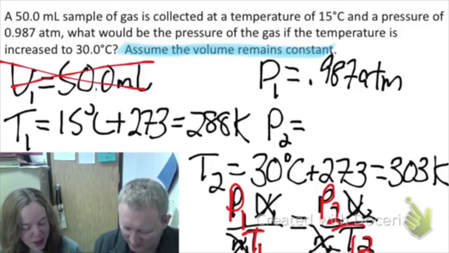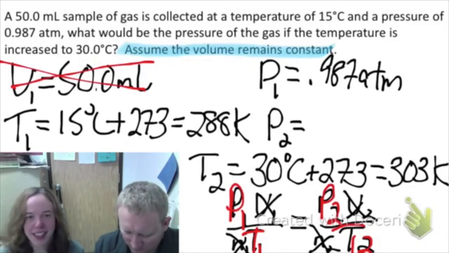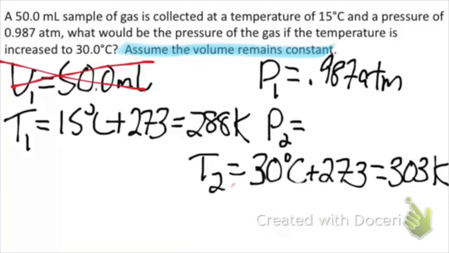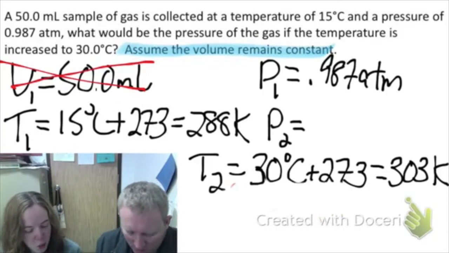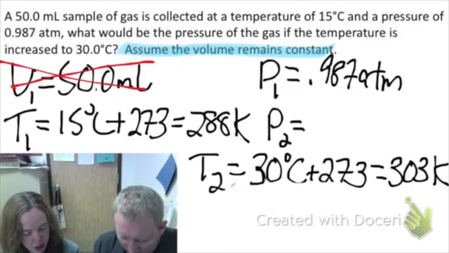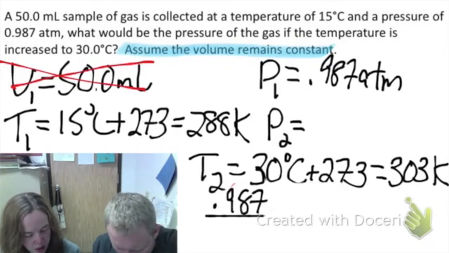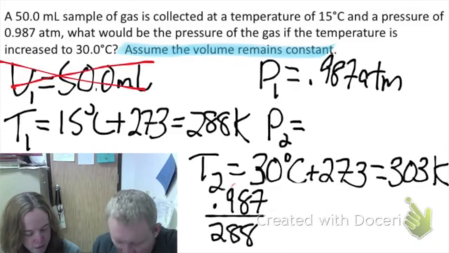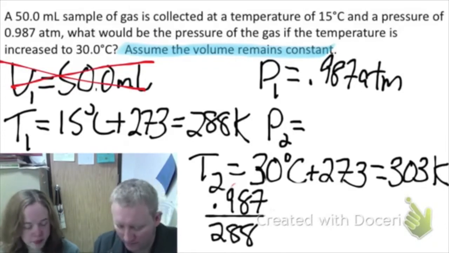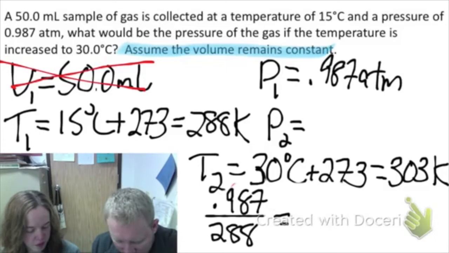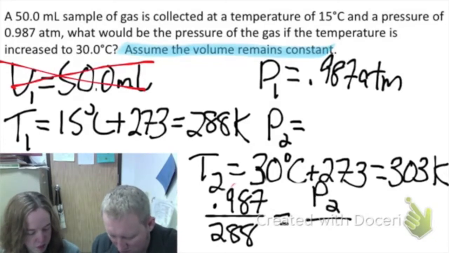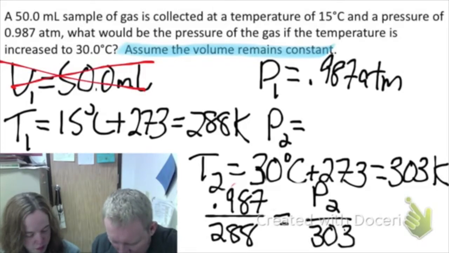So now we're going to plug in everything. We plug everything in like we just figured out we needed to. Our pressure 1, which was 0.987, over our temperature T1, which was 288. We have to make sure we use the Kelvin. Equals, we're looking for the new pressure, over the temperature that changed to 303 Kelvin.